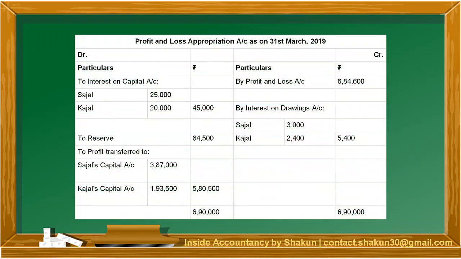Look at the profit and loss appropriation account. On the credit side, the profit has been transferred from the profit and loss account as 6,84,600. Interest on drawings as we calculated has been shown on the credit side since it is an income. Interest on capital and reserve have been shown on the debit side since both of these are appropriations. And finally, the balancing figure, the divisible profit, has been divided between Sajal and Kajal in their profit sharing ratio.